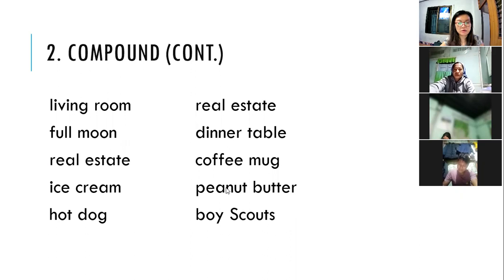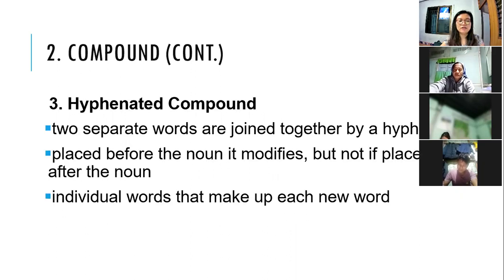Okay, so after closed compound and open compound, another one is hyphenated compound, right? So for hyphenated compounds, two separate words are joined together by a hyphen. Placed before a noun, it modifies, but not if placed after the noun. And the individual words make up a new word.